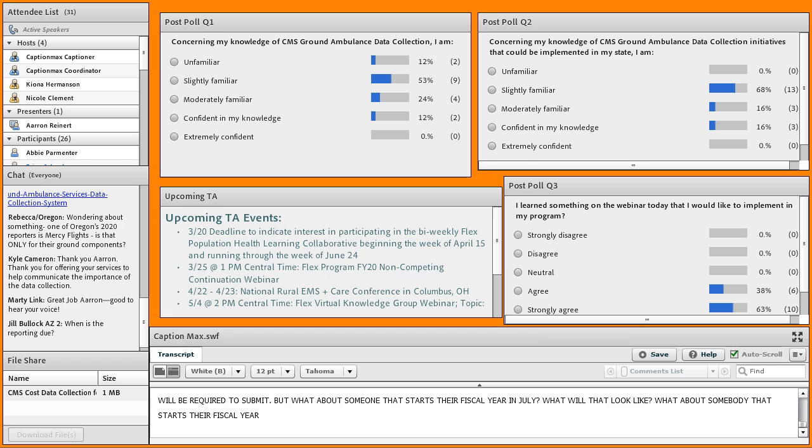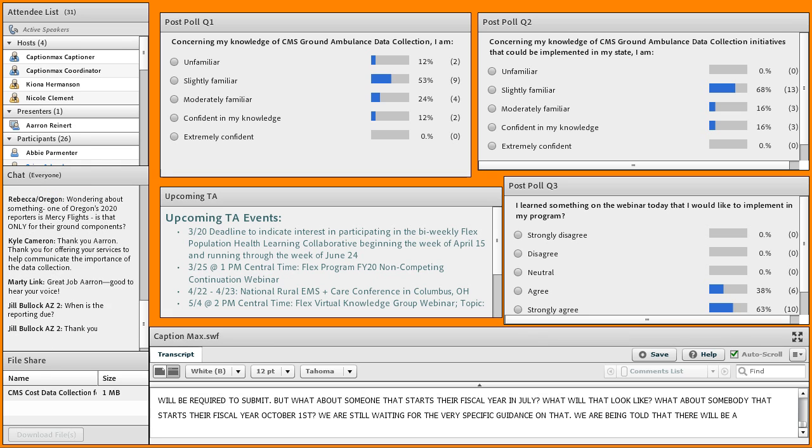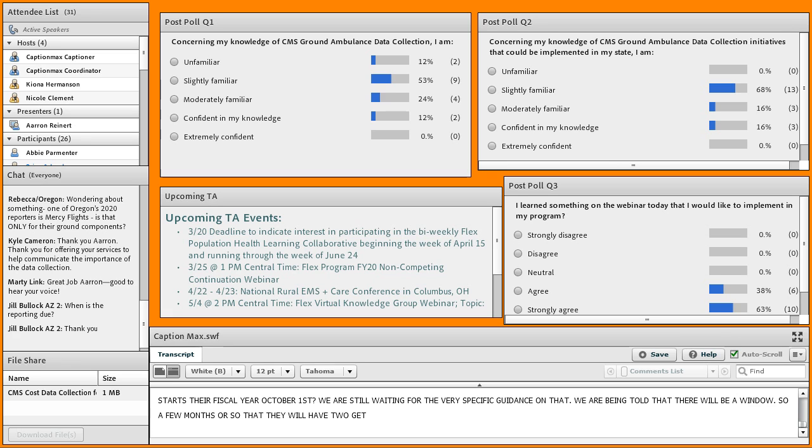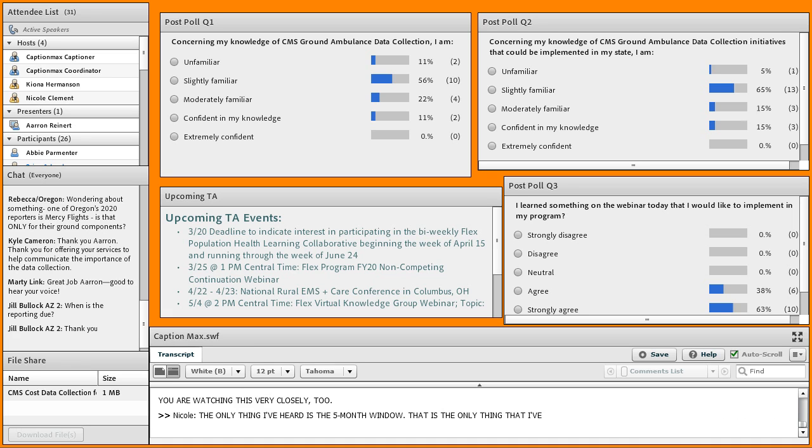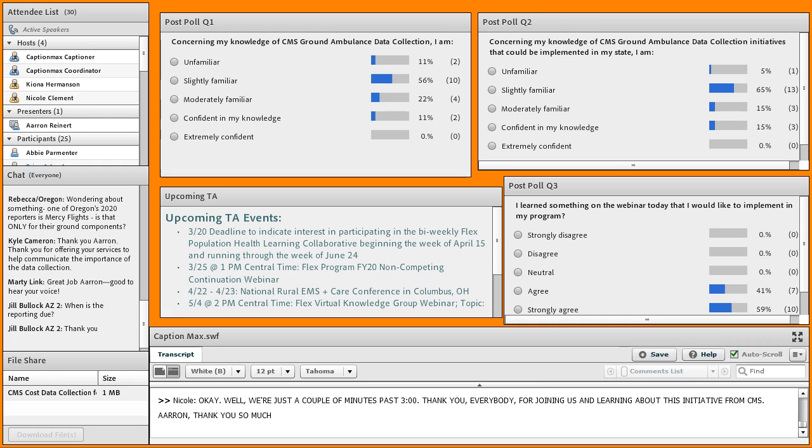I agree. Okay. Joe had one more question in the chat. When is the reporting due? Again, the exact time frame hasn't been announced. We're hoping they will share something. There is a window of time. The confusion part comes from, so imagine your fiscal year is January to December. You would assume there will be a window of time after January 1st, 2021 you'll be required to submit. But what about someone who starts their fiscal year in July? What will that look like? What about somebody who starts their fiscal year October 1st? So we're still waiting for the very specific guidance on that, though we're being told that there will be a window, so a few months or so that they'll have to get their data in once their fiscal year ends.